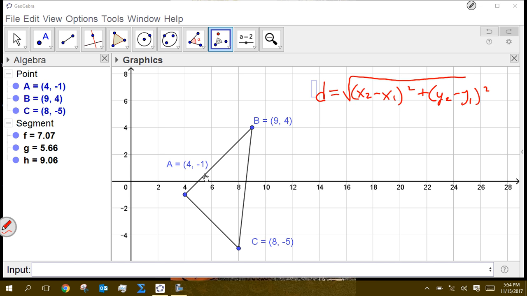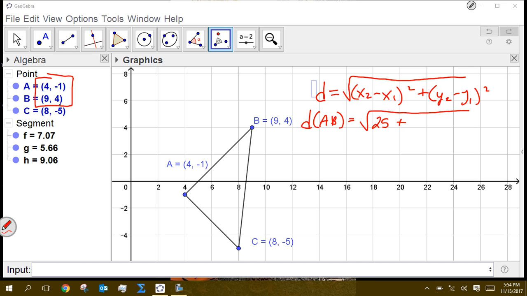So if I'm going to look at, for instance, finding the distance of these three segments, I'll find the distance of A to B. What we have over here are these two ordered pairs, where one of those is x1, y1, and one of them is x2, y2. I don't really care which one's which, but what the formula tells you is to subtract your x's. Like I said, it doesn't matter the order that I subtract them. So I'm going to go 9 minus 4. That gives me 5. So x2 minus x1 is 5. We'll square that and get 25.